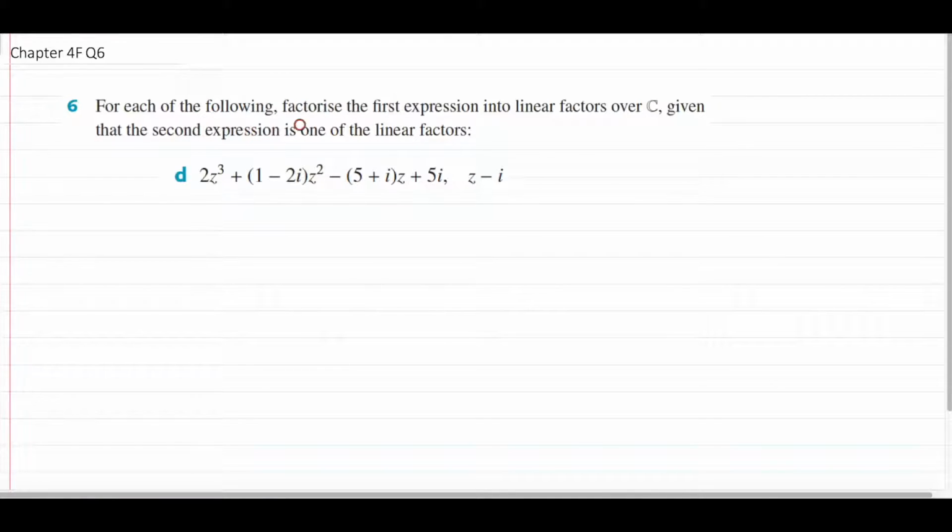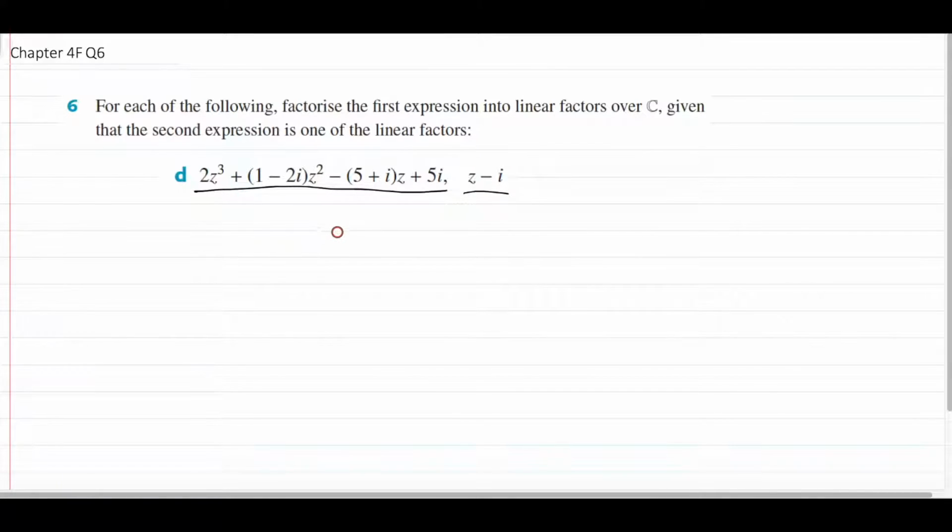Question 6: for each of the following, factorize the first expression into linear factors over the complex plane. So this is your first expression right here, and basically we just have to factorize it, so find the three linear factors. And then, given that the second expression, z minus 2i, is one of the linear factors, essentially z minus i is one of the factors of this polynomial expression. We need to find two more because z cubed means we have three linear factors, okay? We have one, we need to find the other two.